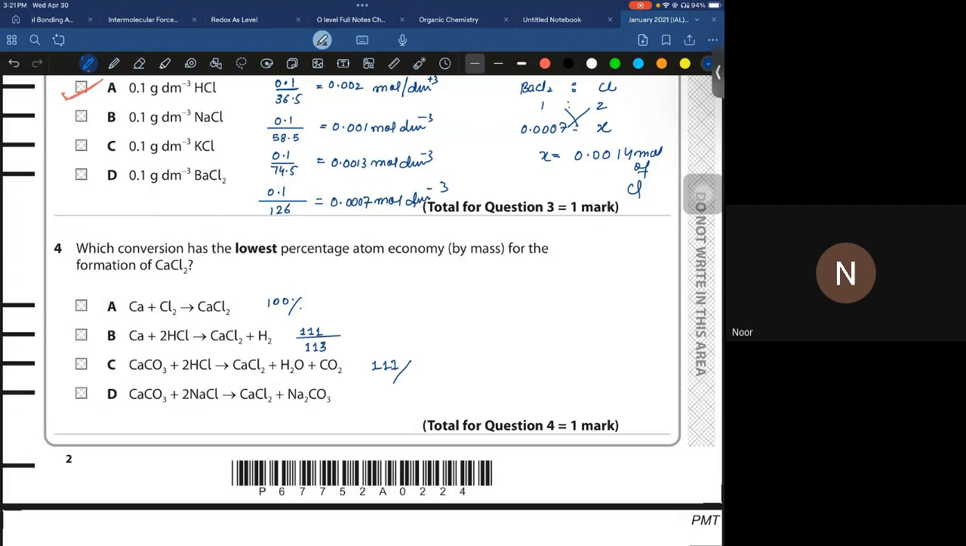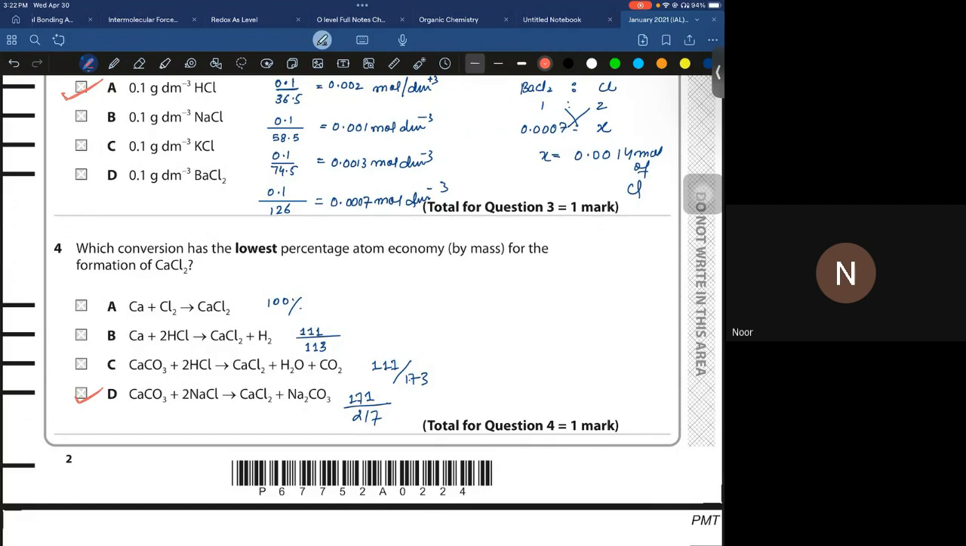That is 101 plus H2O, which is 18, and CO2, which is 44. The total would be 173. For the D option, 111 divided by Na2CO3, which is 106, plus 111. The answer is 217. Okay. When the denominator increases, the overall answer decreases, so I would be getting the lowest percentage atom economy. The answer is D.